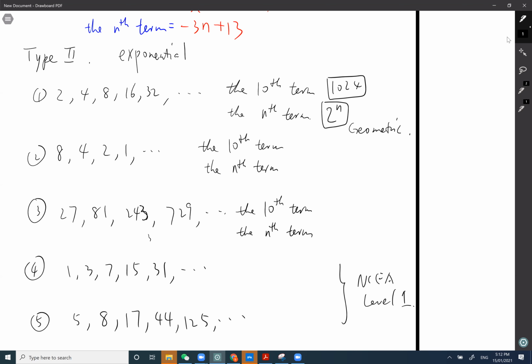How we find number 2? This is 2 to the power 3, 2 to the power 2, 2 to the power 1, 2 to the power 0. The first one is 2 to the power 3. The second one is 2 to the power 2. How about the 10th one?